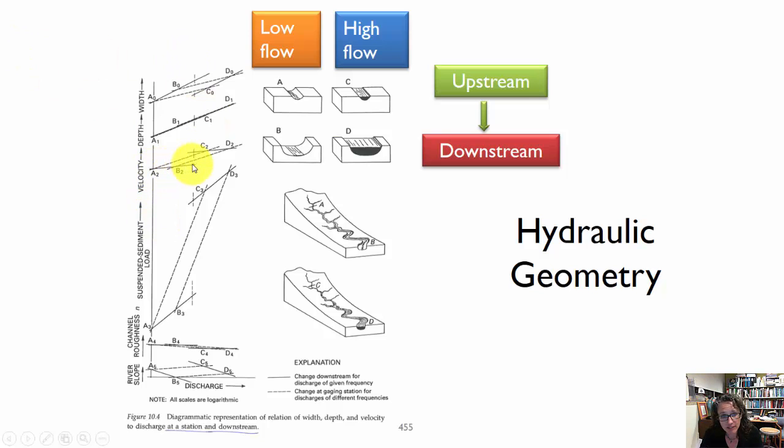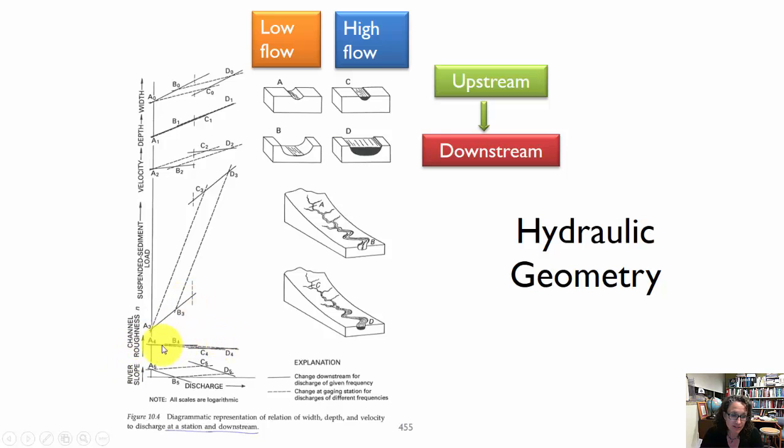Velocity doesn't change much downstream. Velocity changes more at a station as discharge increases. Suspended sediment changes a lot at a station when discharge goes up. Suspended sediment does not change as much downstream, but it still does go up as you go downstream.